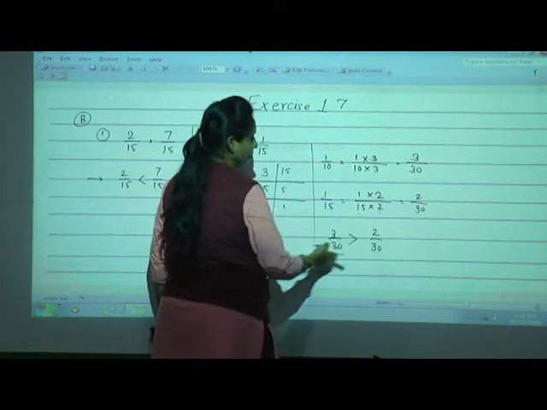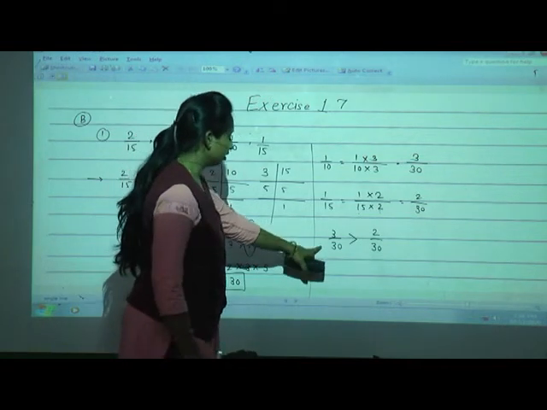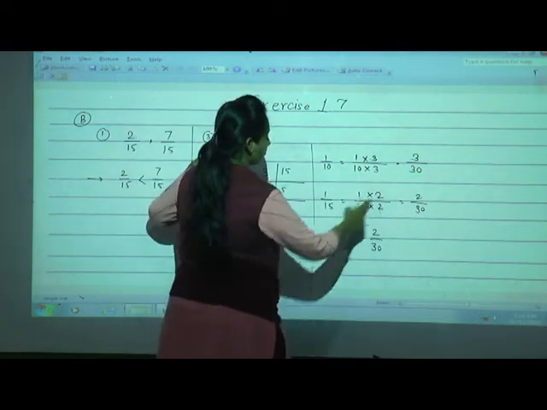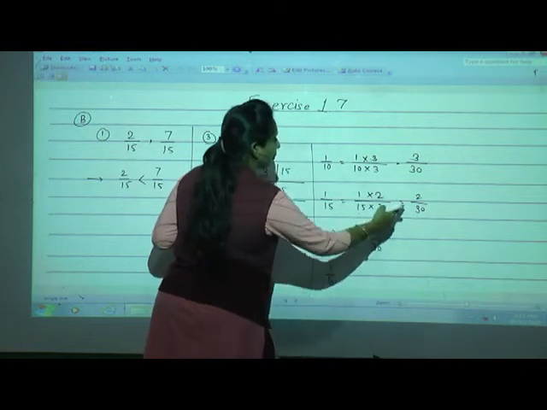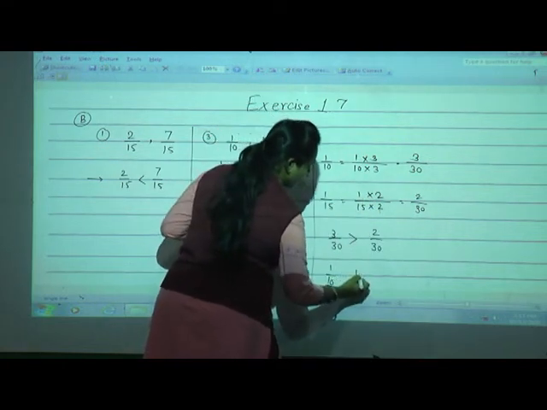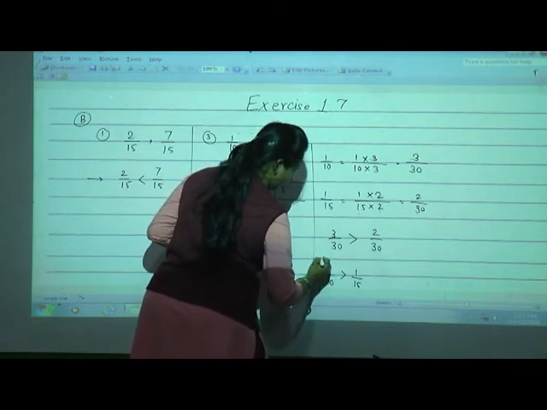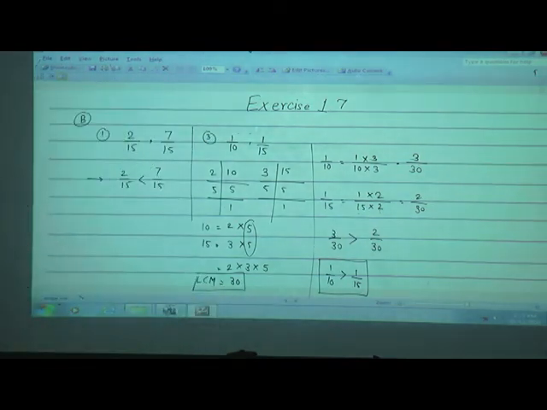Give the smaller symbol here. But are these the actual numbers? No. These are different numbers. So we have to give symbols to the actual numbers. So 3 upon 30 means what? 1 upon 10. And 2 upon 30 means what? 1 upon 15. So give the smaller symbol. Which is smaller? 1 upon 15. Clear? Very good. Now I am going to solve one more question for you.